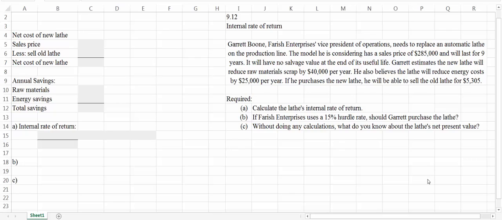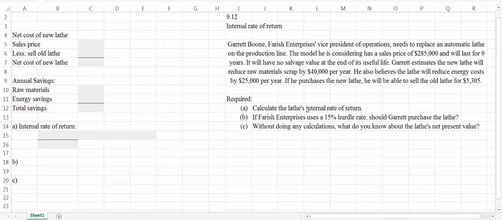Garrett Boom, Farish Enterprises Vice President of Operations, needs to replace an automatic lathe on the production line. The model he is considering has a sales price of $285,000 and will last for 9 years. It will have no salvage value at the end of its useful life. Garrett estimates the new lathe will reduce raw materials scrap by $40,000 per year. He also believes the lathe will reduce energy costs by $25,000 per year. If he purchases the new lathe, he will be able to sell the old lathe for $53.05.